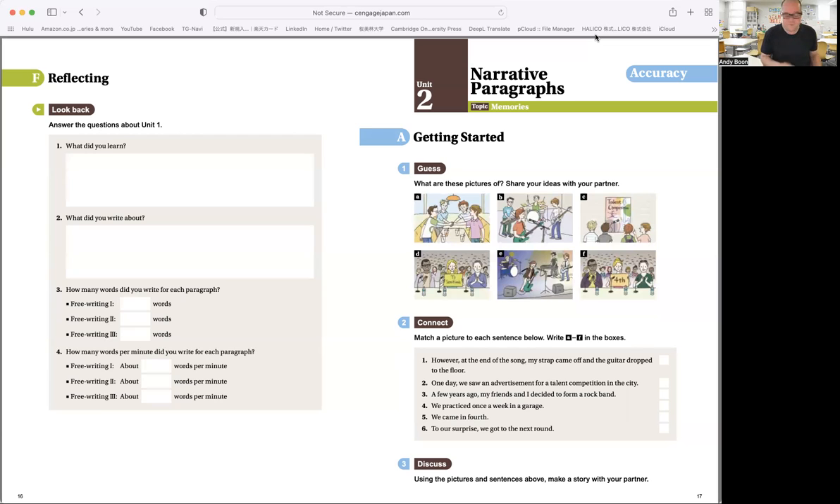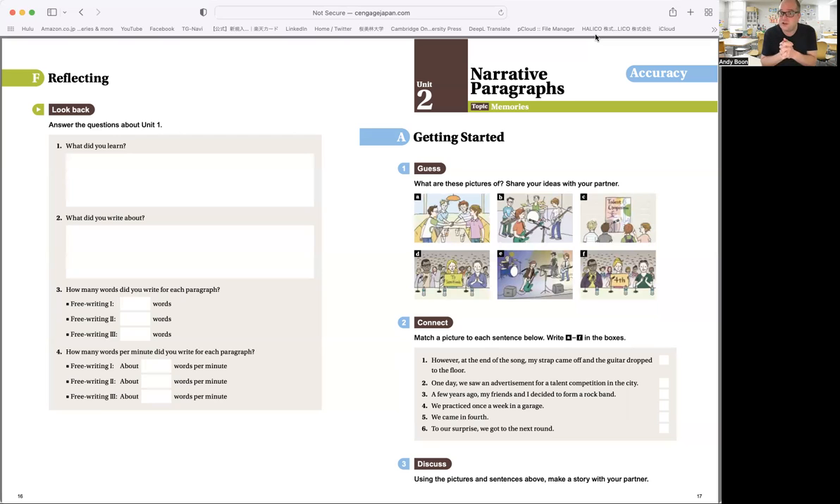This is the structure of the book. So Unit 3 and Unit 4 work on a similar basis, Unit 5, Unit 6, and you'll notice as you go through, all of the different tasks are similar in the way that it's structured, so that students become familiar with what the fluency units are about and what the accuracy units are about.